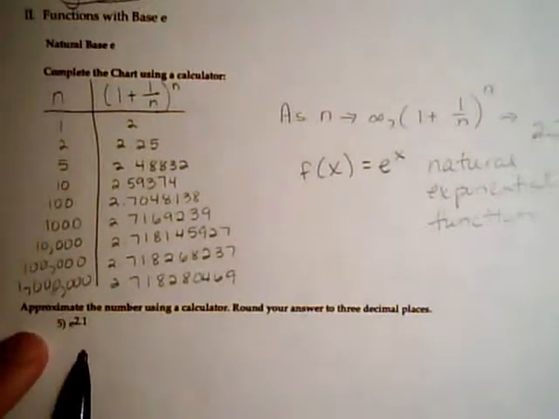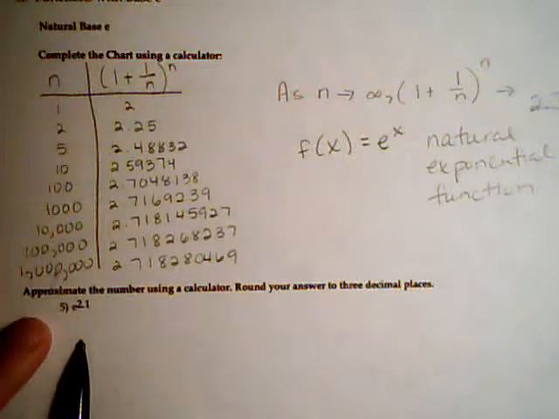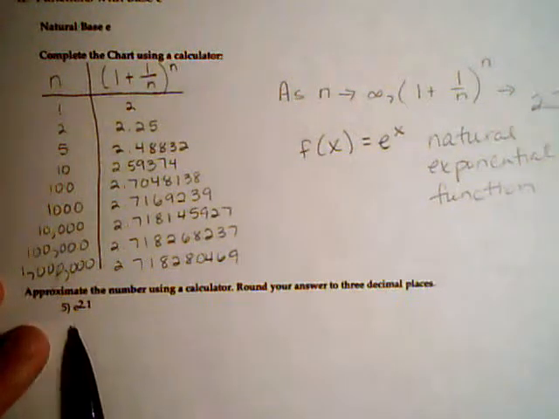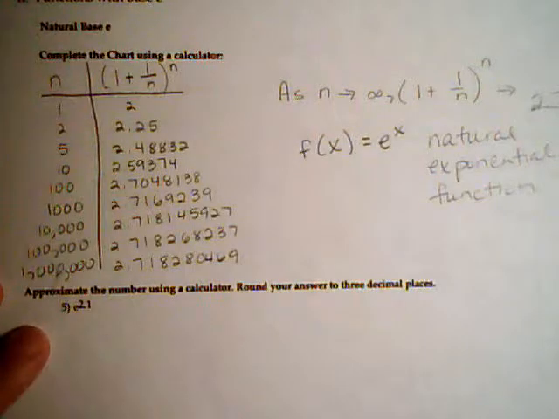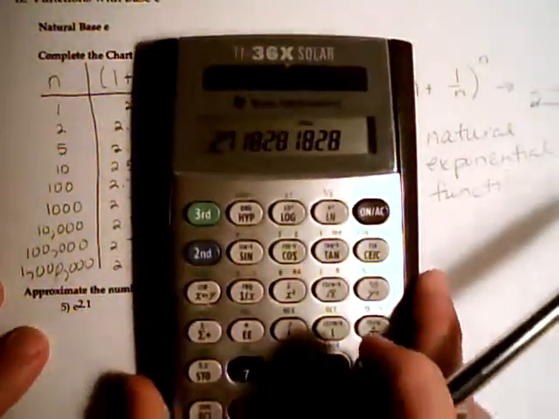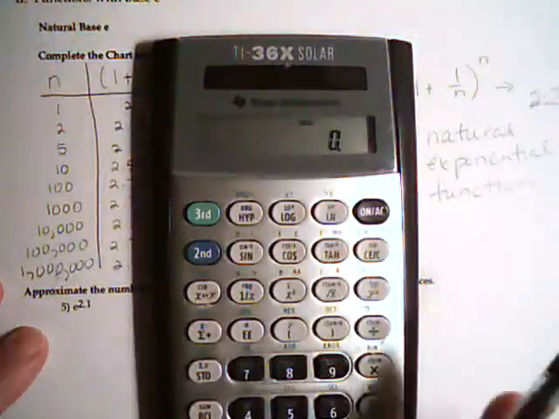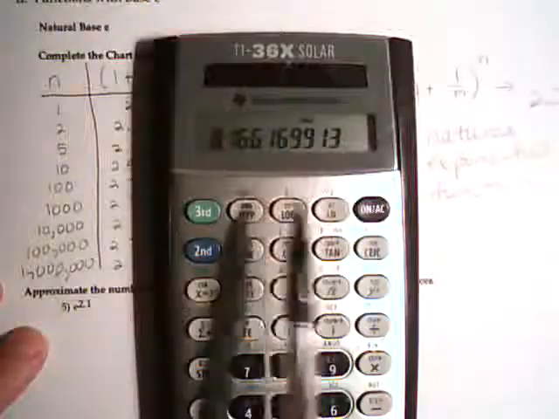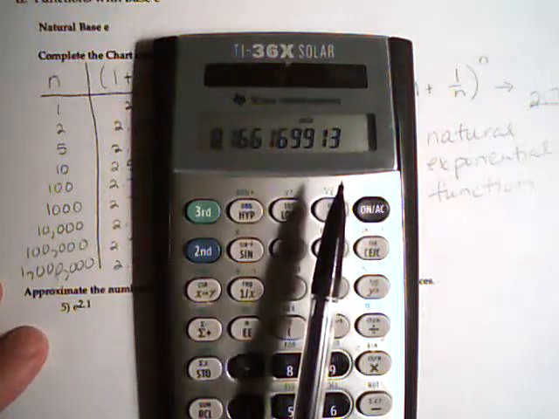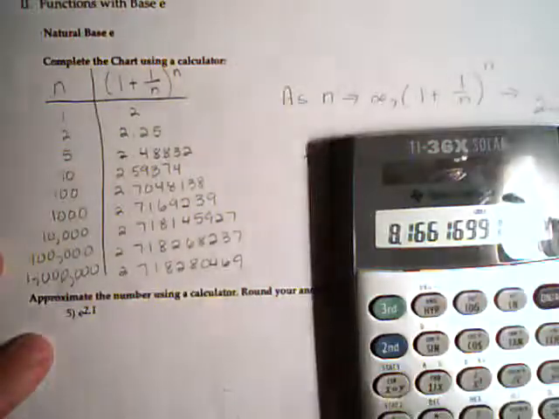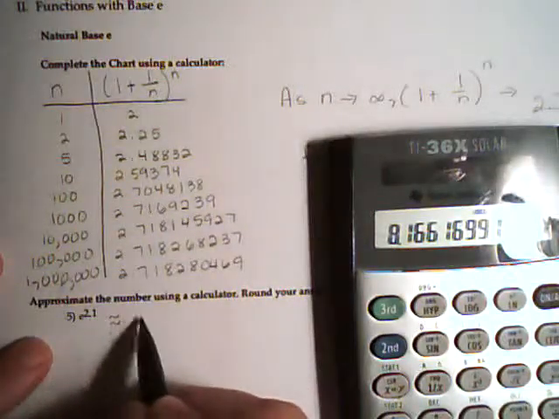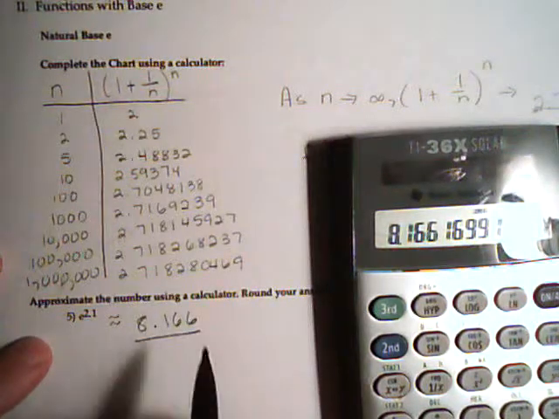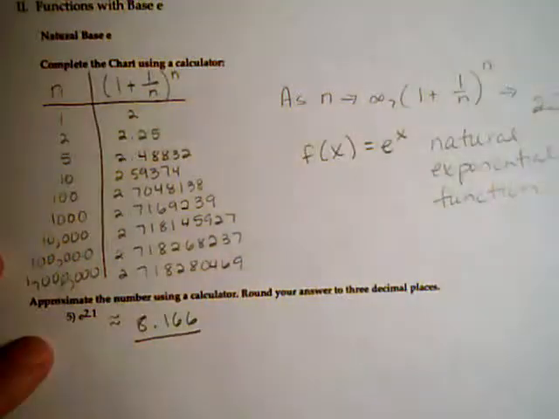You'll have some problems like number 5 on the homework. Approximate the number using a calculator. It says round to 3 decimal places. It's e to the 2.1 power. So on my calculator, I would have to type in 2.1 first and then activate my e key. So this is approximately 8.166. It said to keep 3 decimal places on these.